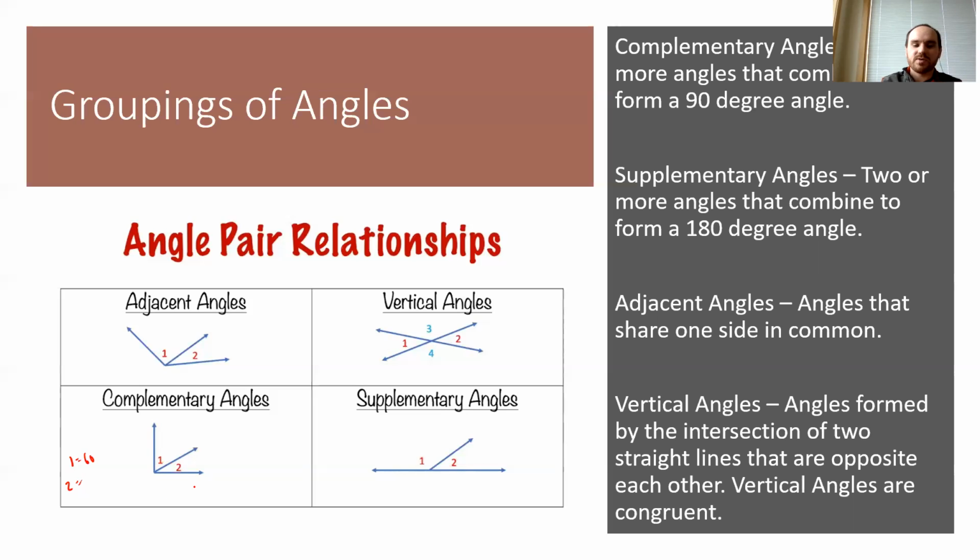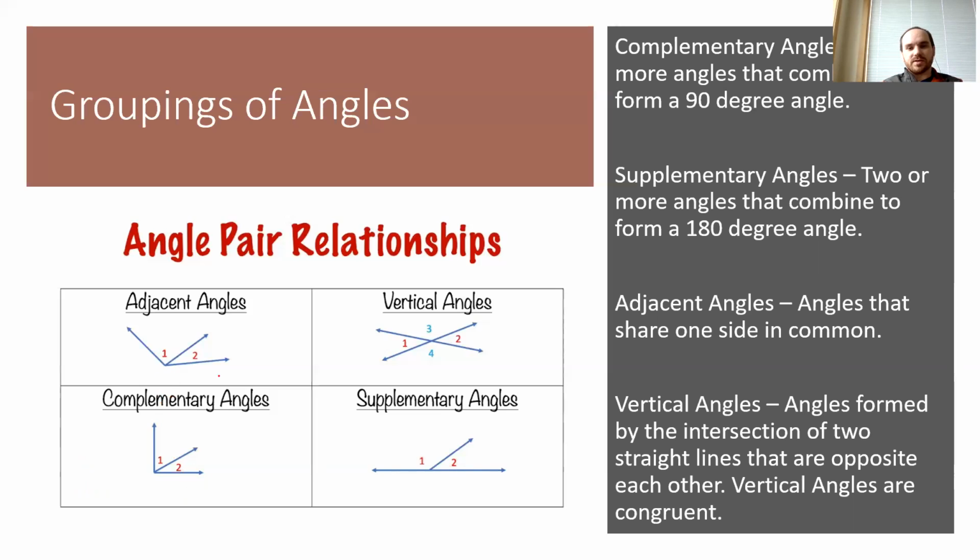So if angle one and angle two have to add up to 90 and angle one is 60 degrees, how much is angle two? Very good, Addie. Good, Janie. Yeah, so in this case, it would be 30, because we know that angle one plus angle two equals 90.